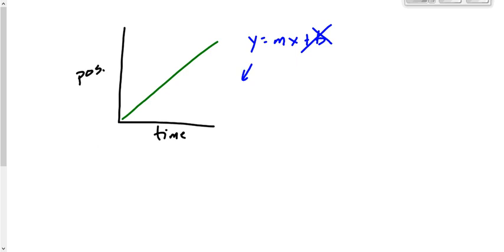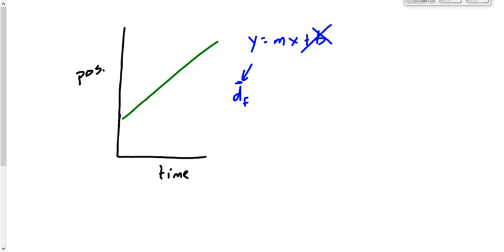The y-axis is position. Actually, let me change this a little bit. The y-intercept isn't 0 anymore, is it? So what's the y-axis? Whatever I'm reading off the y-axis would be my final position. The y-axis is position, right? What does m stand for? You told me that a second ago. Slope. I'm going to write the word slope in here.